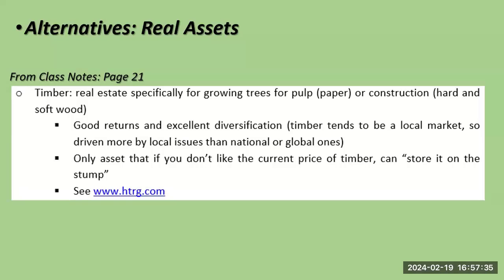But what about timber? You don't like the price of timber, so you just let it keep growing. And what happens while you're waiting? It gets more valuable. If you don't like the price of timber, you can just leave it in the tree and you have more tree. It's a very unique asset class where if you don't like the prices, you wait, and while you're waiting, you're getting more product. Pretty cool asset class. That's what store on the stump is.